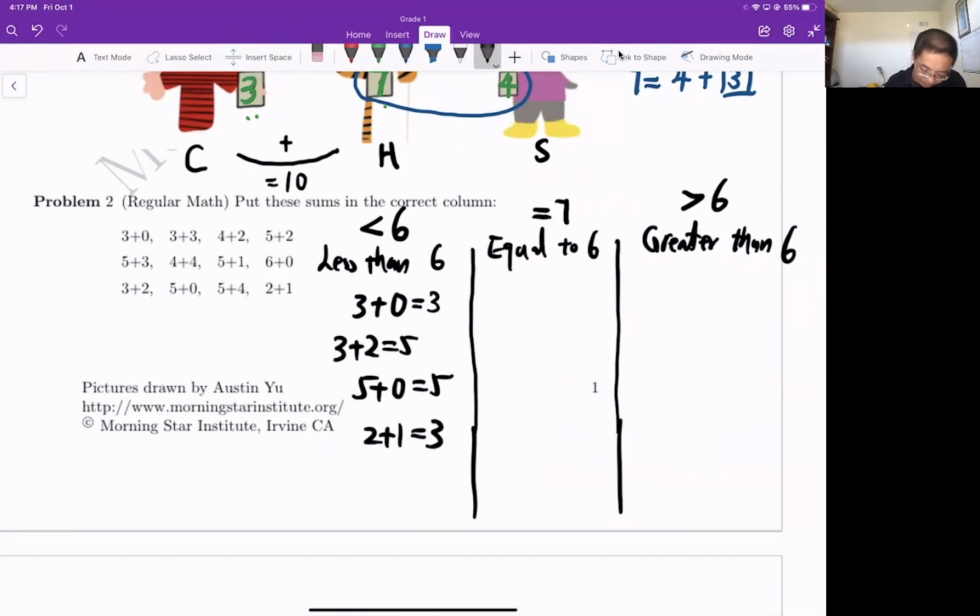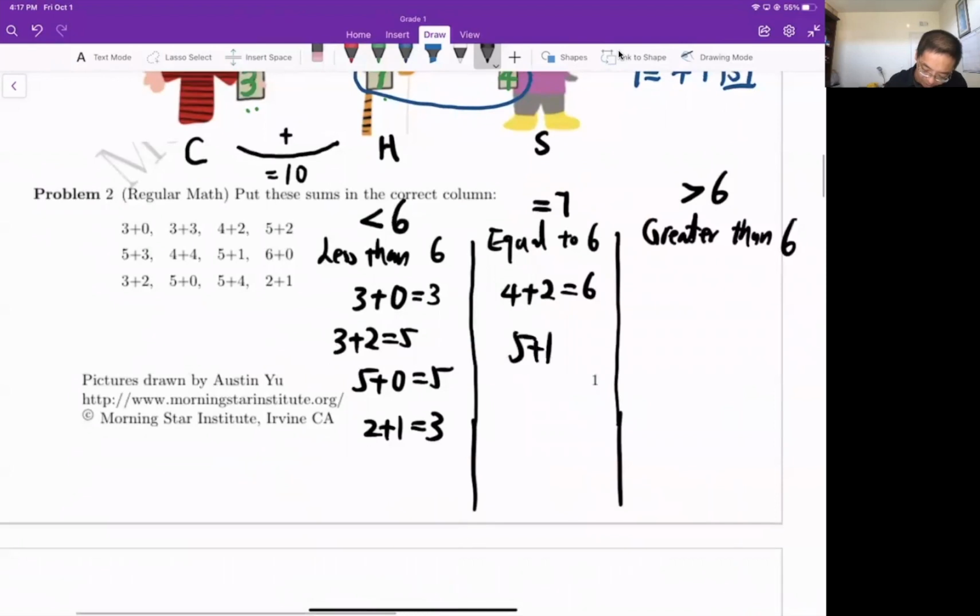Now, how about equal to 6? Well, 4 plus 2 is 6, right? And then we have 5 plus 1, which is 6. And we have 6 plus 0, which is also 6.